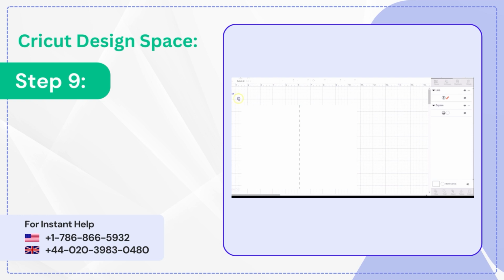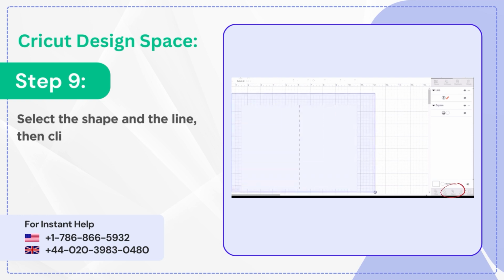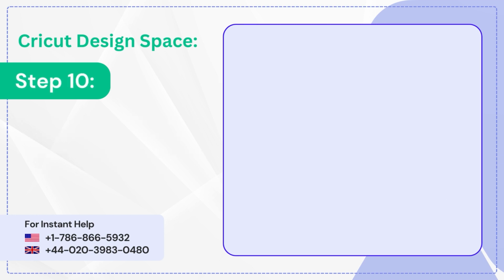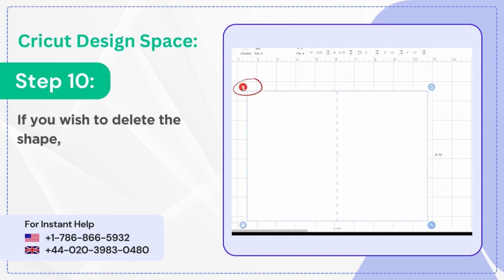Step 9. Select the shape and the line, then click on Attach on the bottom right side of the screen to attach them together. Step 10. If you wish to delete the shape, simply click on the red X on the upper left side of the shape.